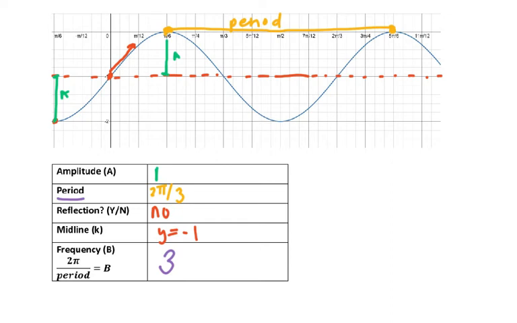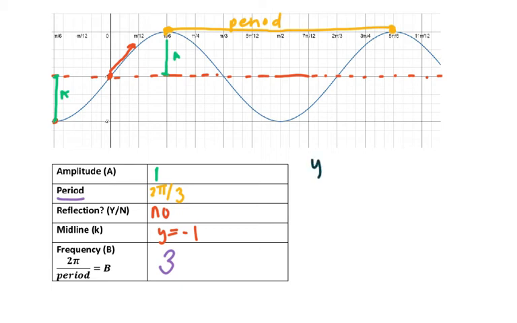So the only difference between this function and the parent function, as far as horizontal and vertical translations go, is that this function has just been moved down 1 unit. There is no horizontal translation here. This function has not been moved to the right or to the left. So we are going to leave our h value as 0. And so this is our parent function here that we are working with.